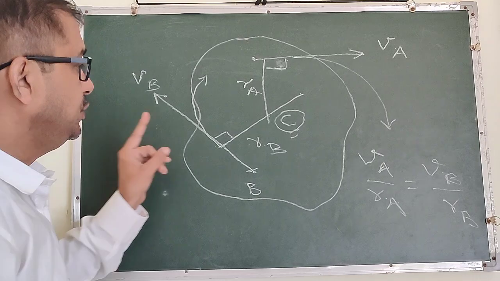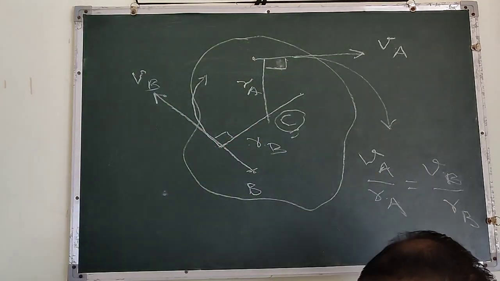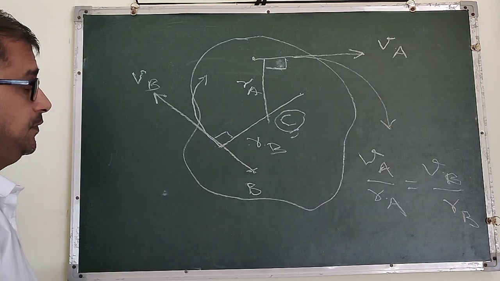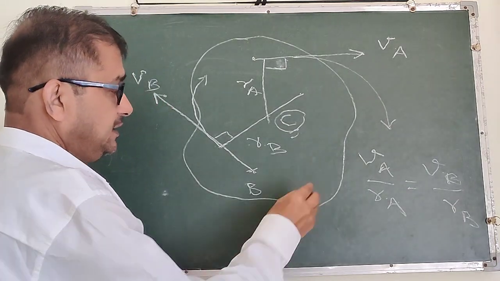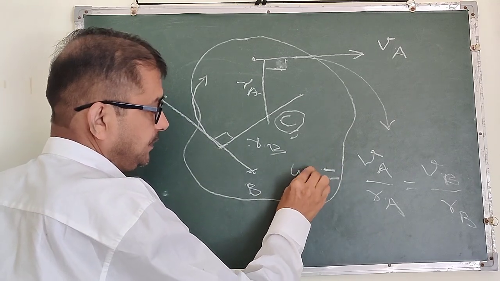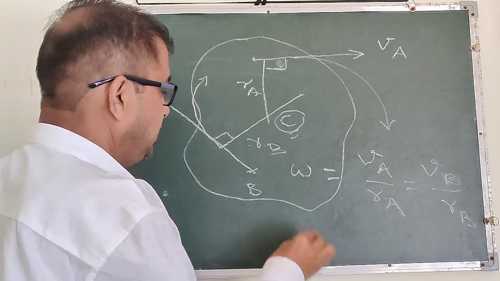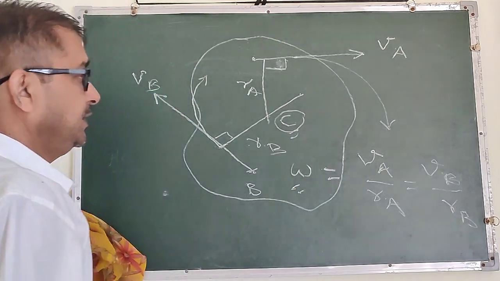And we will use this concept as in the previous questions. VA upon RA is equal to VB upon RB, and this is equal to omega. This is angular velocity, and the unit of omega is radian per second, and the dimension is T inverse. Is it clear?